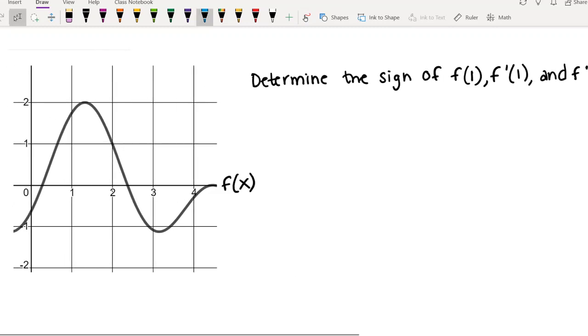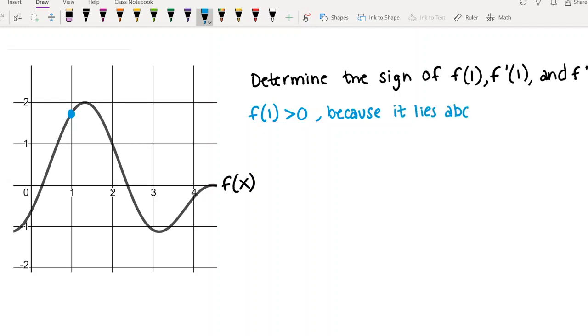So let's look at what's going on at x is equal to 1. So that is right here. So first question is, is f of 1 positive or negative? So f of 1 is positive, right? Because it lies above the x-axis. So when we're talking about the function itself being positive or negative, that is not referring to increasing, decreasing, concave up, concave down. That's literally just asking, is the function above or below the x-axis? So f of 1 is positive because it lies above the x-axis.